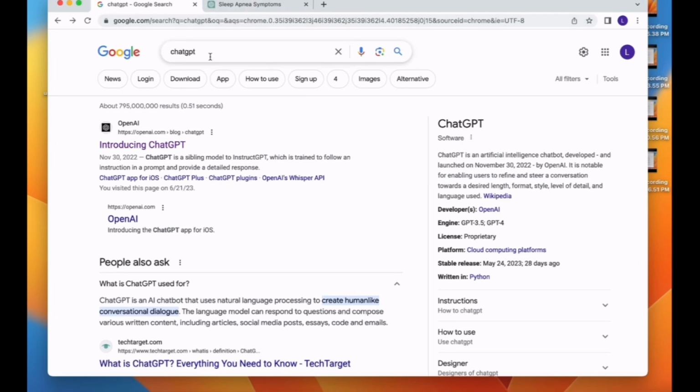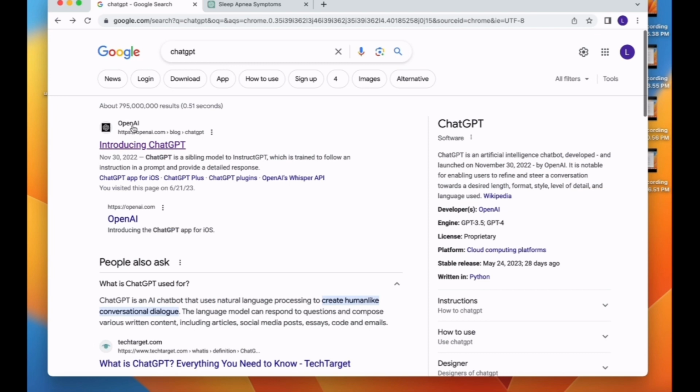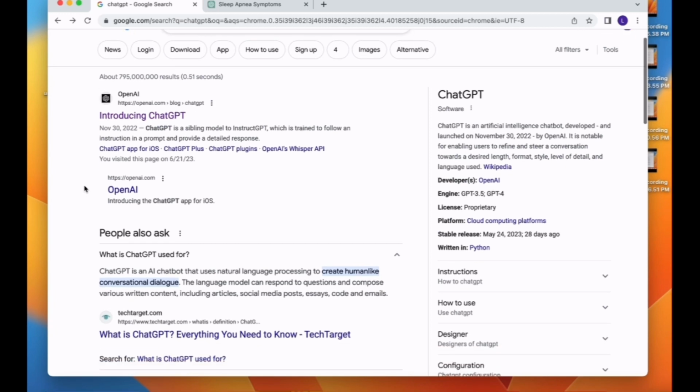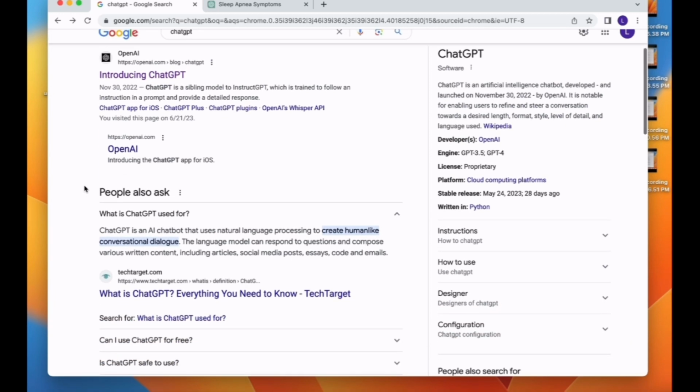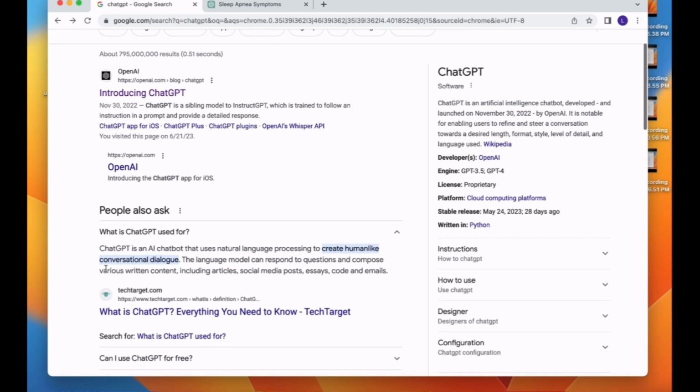Okay guys, so all we have to do is just come into Google, right? You type in ChatGPT, and then you're going to get here, OpenAI. So right before we click into it, just to give you guys a little bit of an idea of what this is, what is ChatGPT used for? ChatGPT is an OpenAI chatbot that uses natural language processing to create human-like conversational dialogue. The language model can respond to questions and compose various written content.